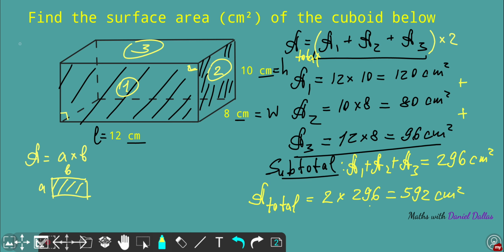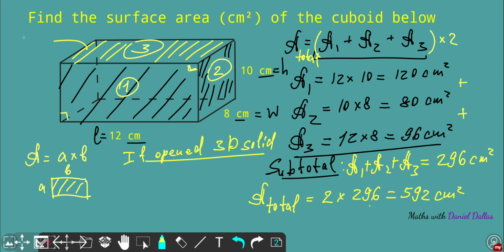If it's an open container, in this case we need to eliminate, let's say, face number 3, just one time. So if it's an open 3D solid, we need to understand which face we don't need to include. Let's assume that's the top one. So let's assume that we need to take away, for example, that top face number 3.